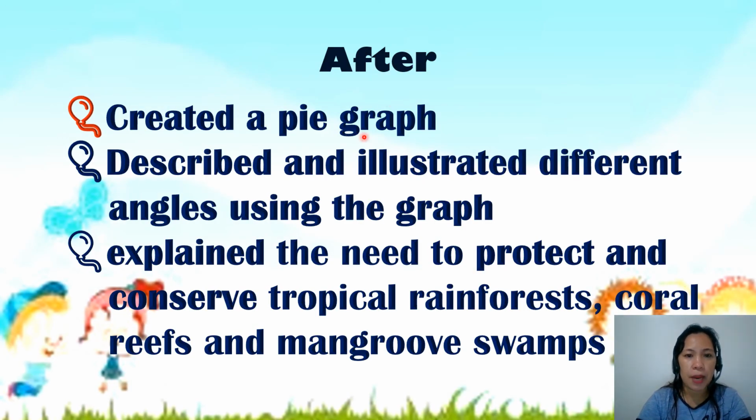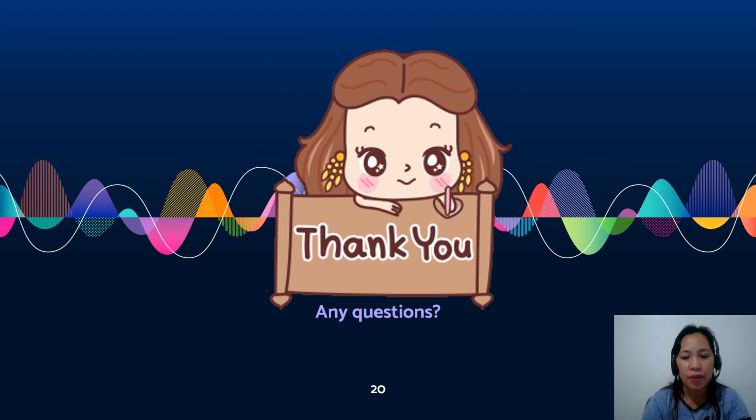After creating a pie graph, describe and illustrate the different angles using the graph. Explain the need to protect and conserve tropical rainforests, coral reefs, and mangrove swamps.